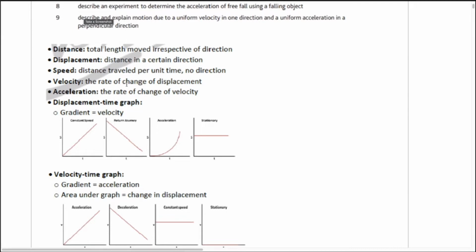Velocity, the rate of change of displacement. So in other words, displacement over time. Okay, displacement over time. So one of the examples that I can give here is something like this. Let's say you have an object moving in a circle and coming back to the starting point. Now let's say the radius is 1 meter, and it takes, let's say, 5 seconds to move one round.